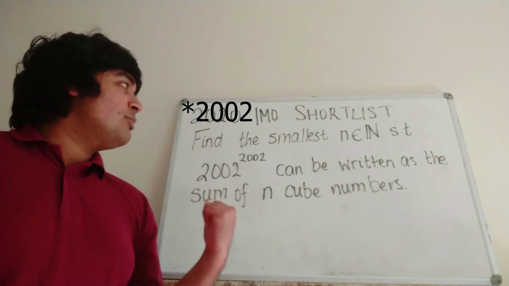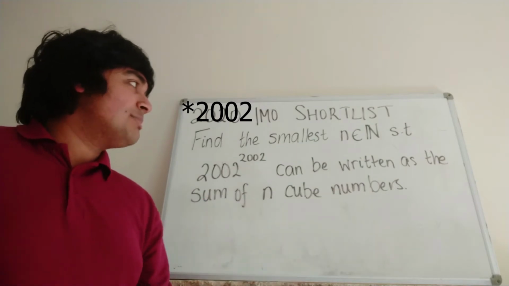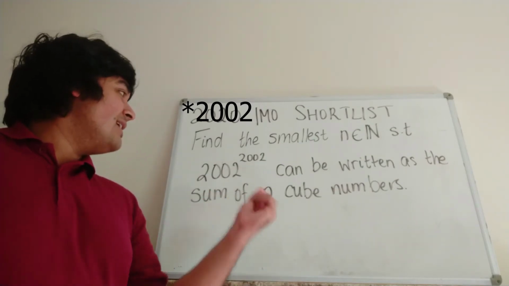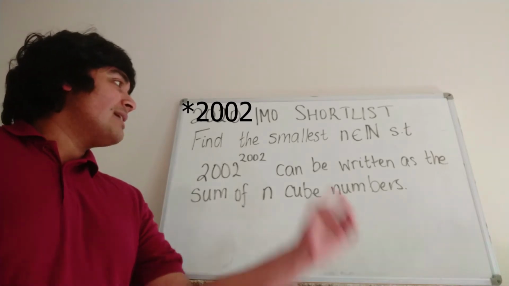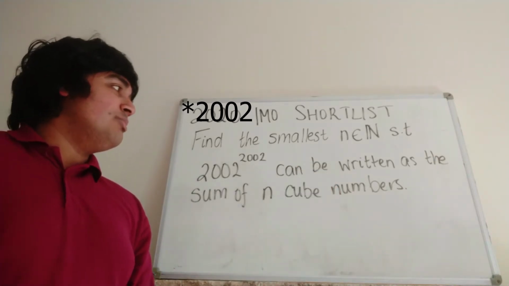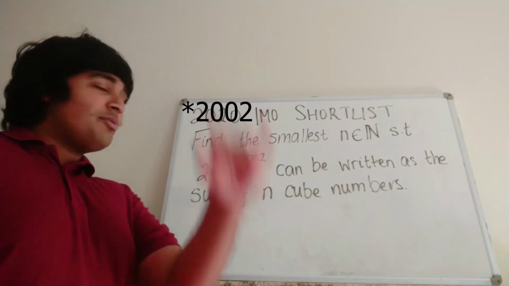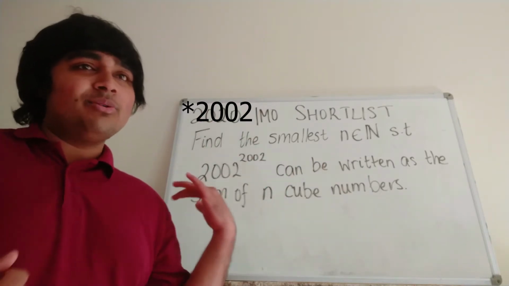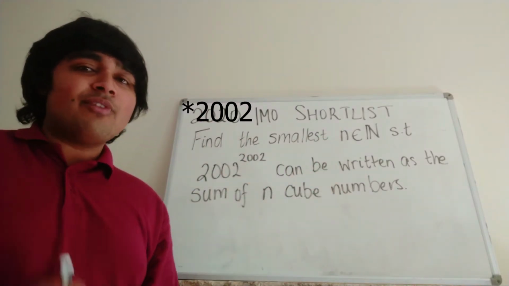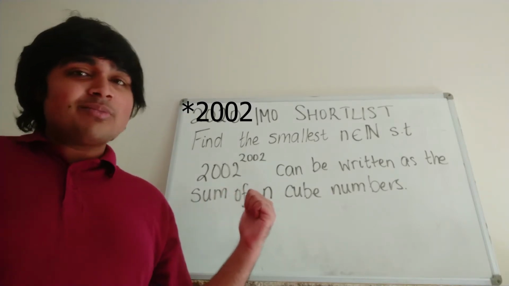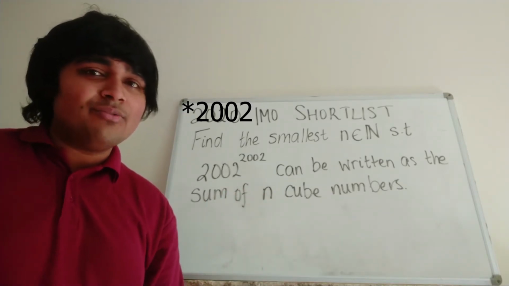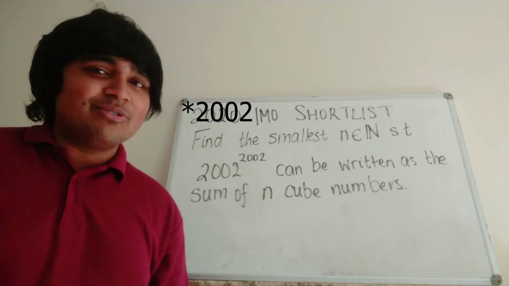We want to find the smallest natural number n, so the smallest positive integer n, such that the number 2002 to the power of 2002 can be written as the sum of n cubed numbers. Okay, so we want to write 2002 to the power of 2002 as the sum of n cubes, and we want to find the smallest possible n that does that for us. If you want to have a go at this problem, pause the video now and give it a go for yourself, and I'm going to jump straight into a solution.